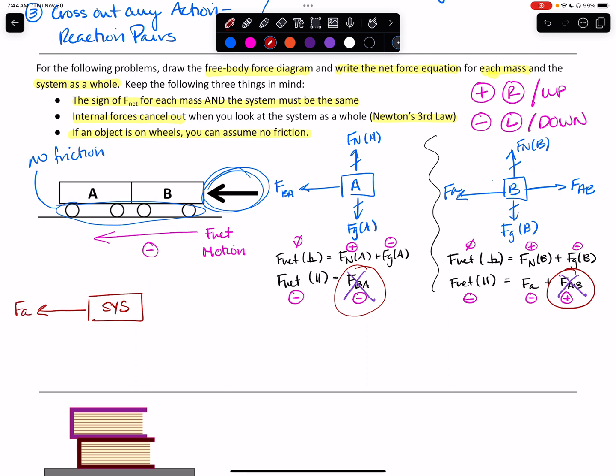If I want to write my net equation for the system, it's going to be equal to that applied force. Since that applied force is to the left, we're going to get a negative sign for the net system. So again, the key here is drawing out our individual diagrams, canceling out any action-reaction forces that we have, and then seeing what remains.